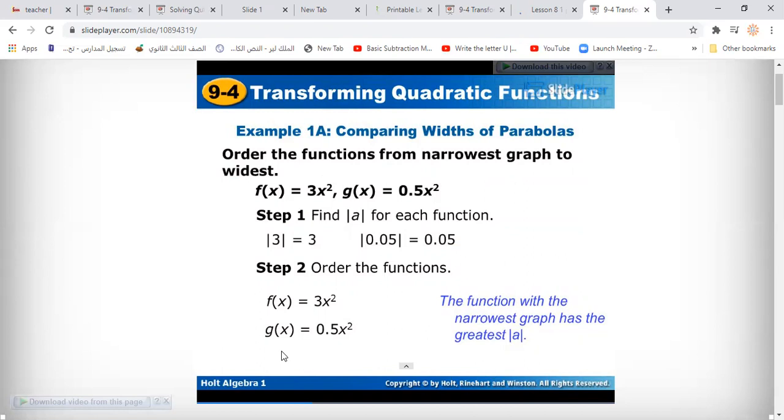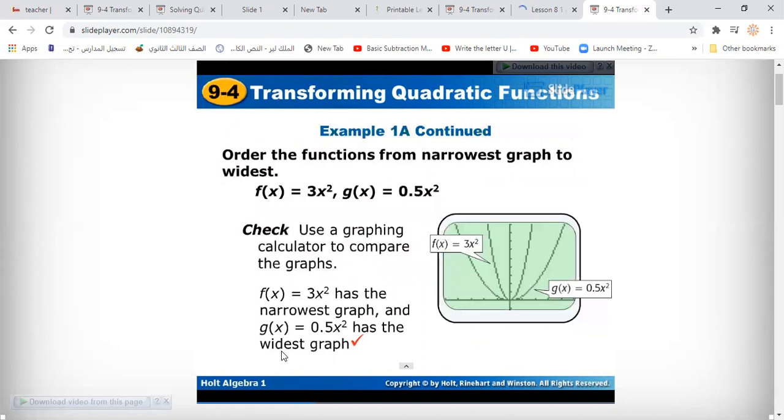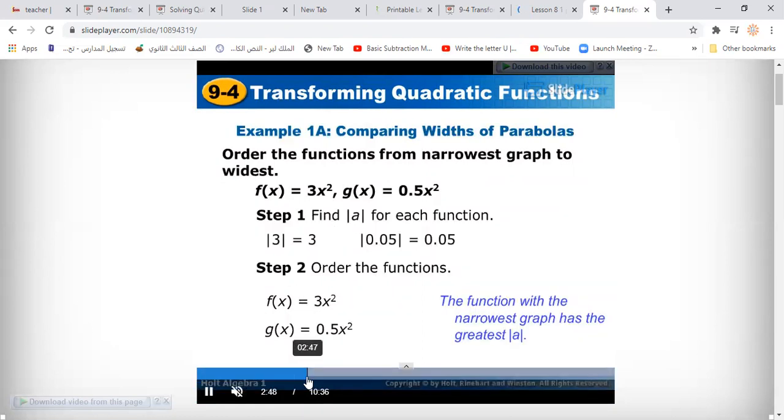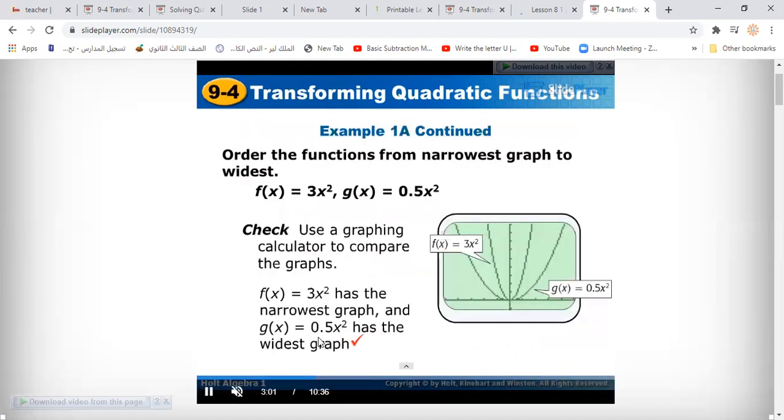When we order the functions, we order them from narrowest to widest. Narrowest means it has the greater value. We have 3 is more than half. So if I want to arrange them, it will be 3x squared and then 0.5x squared.